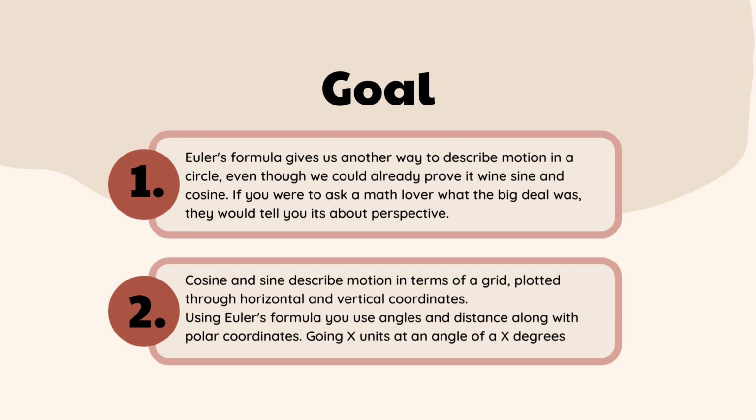You may be wondering what the overall goal of the last two equations is. Euler's formula gives us another way to describe motion in a circle. Even though we could already prove it with sine and cosine, if you were asking a math lover what the big deal was, they would tell you it's all about perspective. Cosine and sine describe motion in terms of a grid, plotted through horizontal and vertical coordinates. Using Euler's formula, you use angles and distance along with polar coordinates. This is giving you an angle that rotates around the circle, going x units at an angle of x degrees.